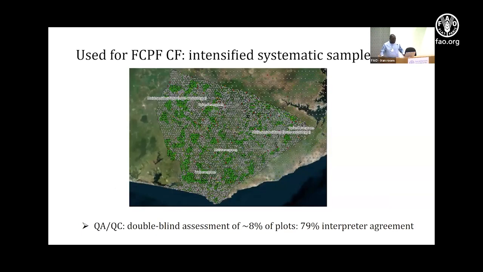Yeah, so we already had a QAQC process in place where we have people also doing the double blind assessment of the points, and we had 79% of interpreter agreements. And these are the different plots that are thrown all across the Cocoa Forest program area for the FCPF.